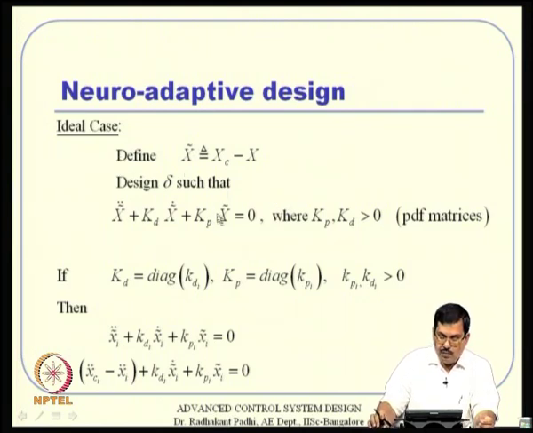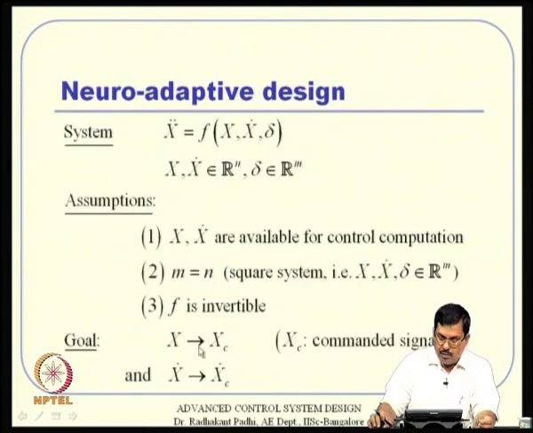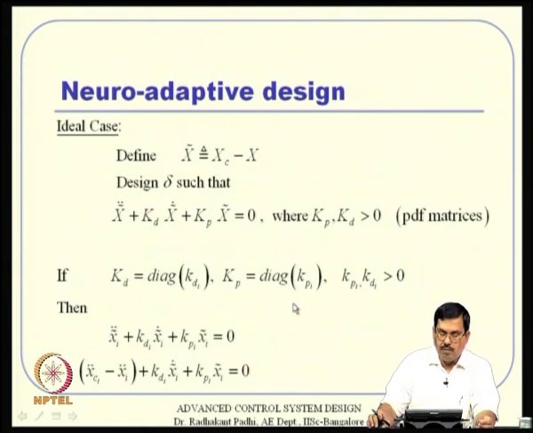Because in that situation both x tilde and x tilde dot will go to 0. If this equation is satisfied exactly, then x tilde and x tilde dot both will go to 0, and hence both the objectives will be met.